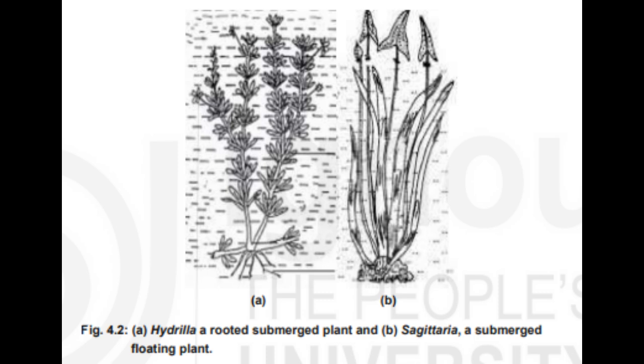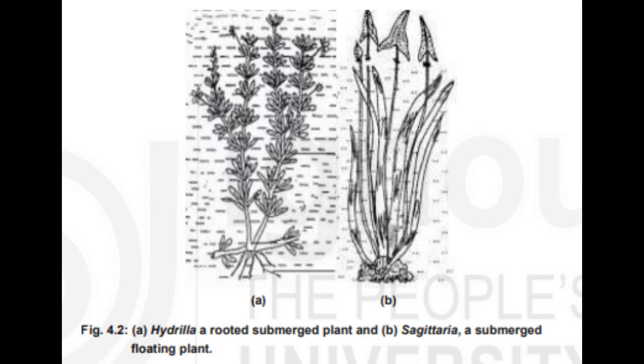In Vallisneria, unisexual staminate flowers break off from the inflorescence and float on the surface of water. The scape of the pistillate flower elongates and reaches the surface of water, where it gets pollinated by pollen of the staminate flower. After fertilization, the scape shortens and the young plant completes its development underwater. Figure 4.2: A. Hydrilla, a rooted submerged plant, and B. Sagittaria, a submerged floating plant.